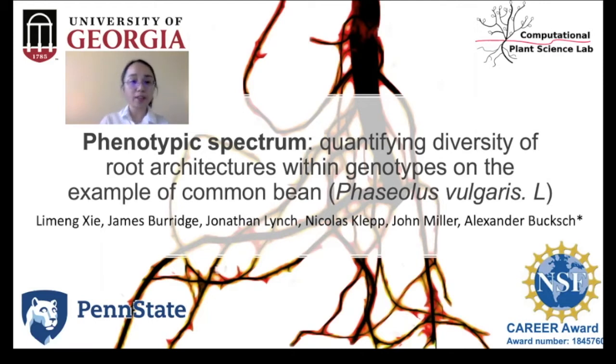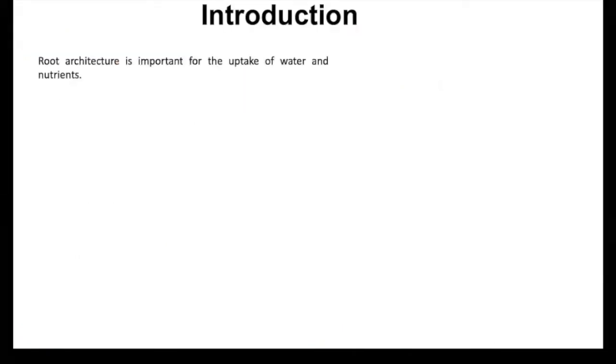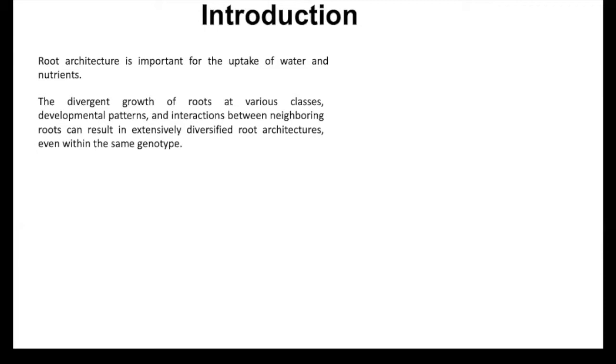Today, I'll present my poster, Phenotypic Spectrum: Quantifying Diversity of Root Architectures within Genotypes, using the example of common bean. Root architecture is important for the uptake of water and nutrients. The divergent growth of roots at different classes, developmental patterns, and interactions between neighboring roots can result in extensively diversified root architectures, even within the same genotype.